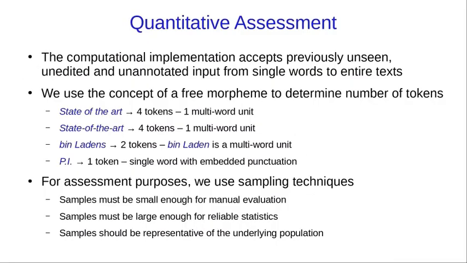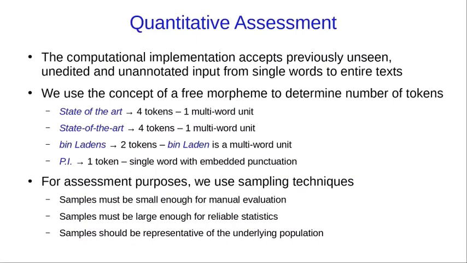In terms of the quantitative assessment, the computational implementation accepts previously unseen, unedited, and unannotated input from single words to entire texts. We use the concept of a free morpheme to determine the number of tokens. For instance, the expression state of the art, with spaces between the words, we view as 4 tokens, but 1 multi-word unit.